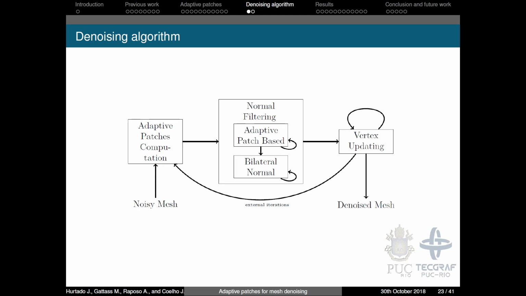So our denoising algorithm is based on first computing the adaptive patches, then we filter the normals using these patches, including a bilateral normal filtering step, which allows us to obtain smoother solutions. This is an optional step, and then we update the vertex positions using the new normal field.